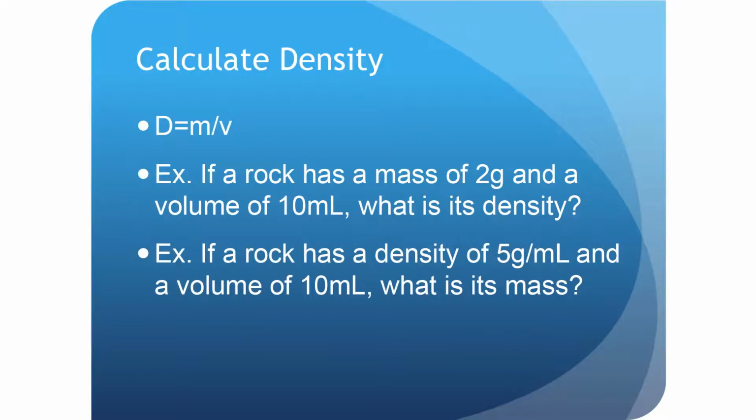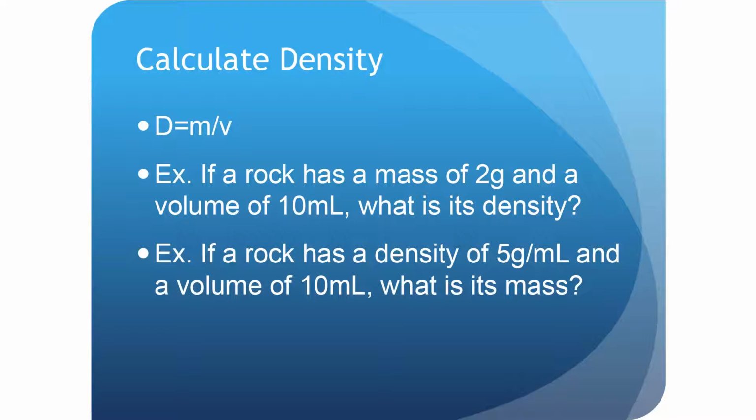Let's look at a density calculation problem, just in case it's been too long. So remember, our formula is mass divided by volume. So if I have a rock and it has a mass of 2 grams and a volume of 10 milliliters, what's its density? So I set it up so that I have the 2 grams over the 10 milliliters, which would make its density 0.2 grams per milliliter.